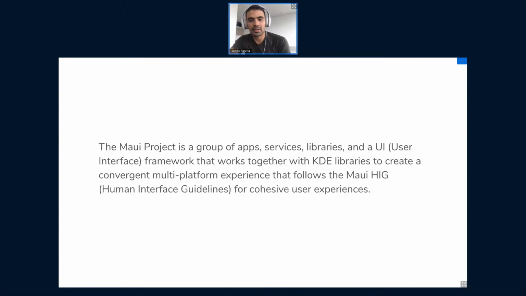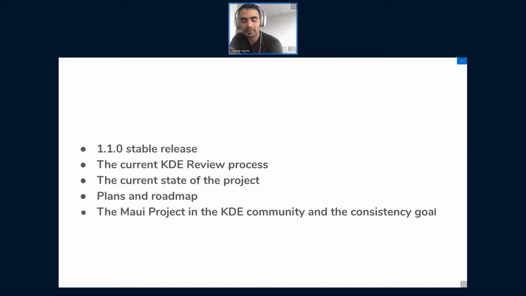we had our first stable. Okay, so for those who don't know, the Maui project is a group of applications, services, libraries, and a user interface framework called Maui Kit, which works on top of Kirigami and is aiming for a convergent and multi-platform experience. So we had a couple months ago our first stable release, and these are some of the topics I'm going to quickly cover in this presentation.